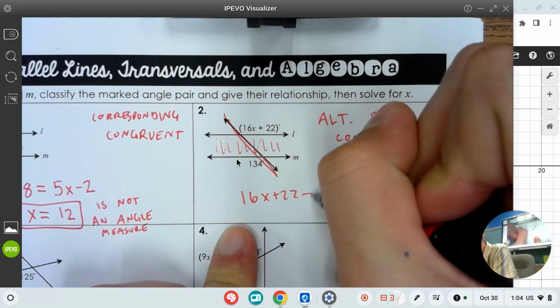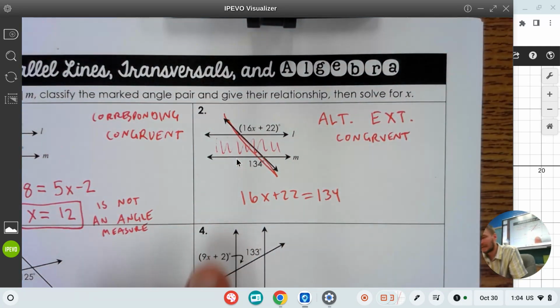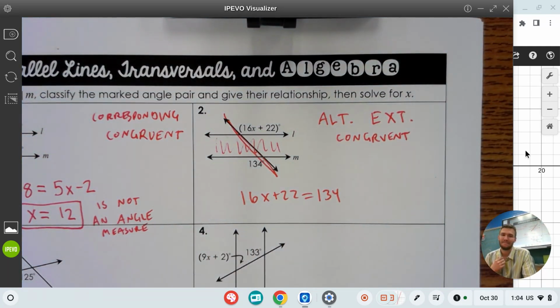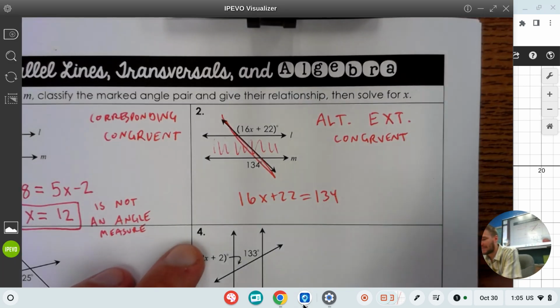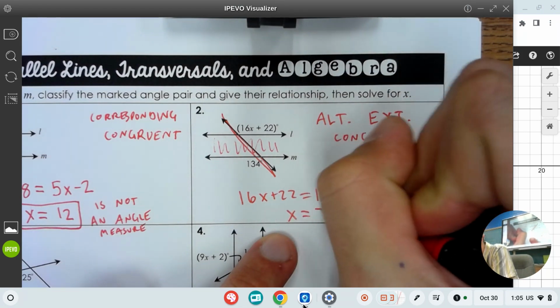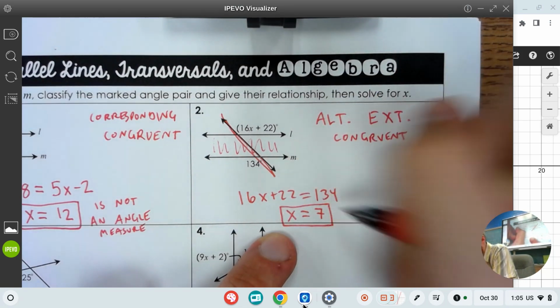16x plus 22 equals 134. Again, in the past, just imagine these poor geometry kids, right? What a shame. 16x plus 22 equals 134. Type it in carefully. If you type it in wrong, you're going to be wrong. And we get 7. And remember, that 7 is not an angle measure. That is the x value.